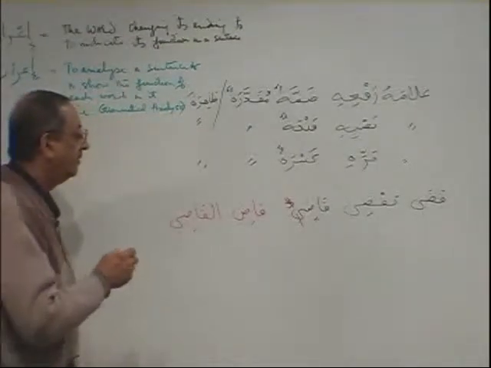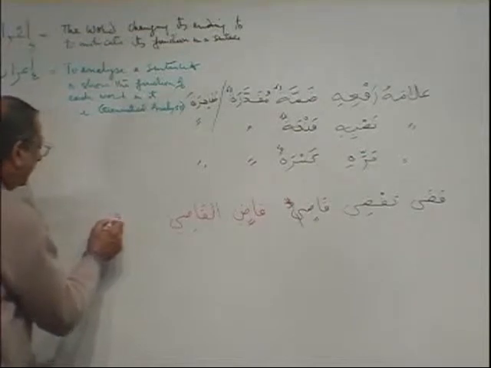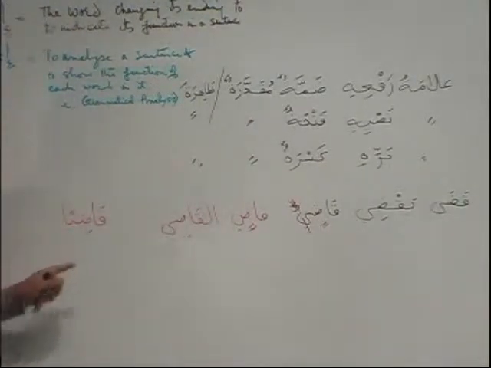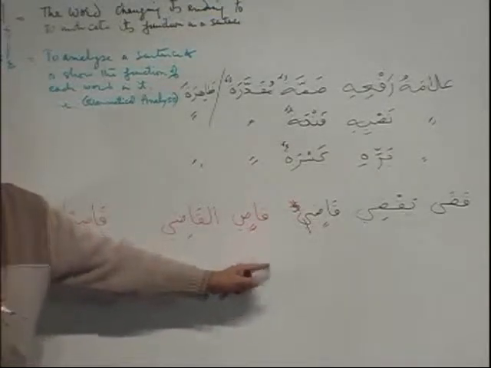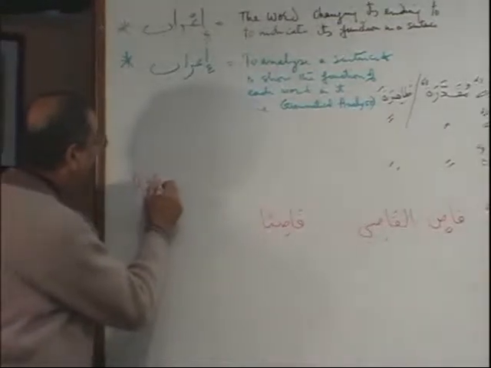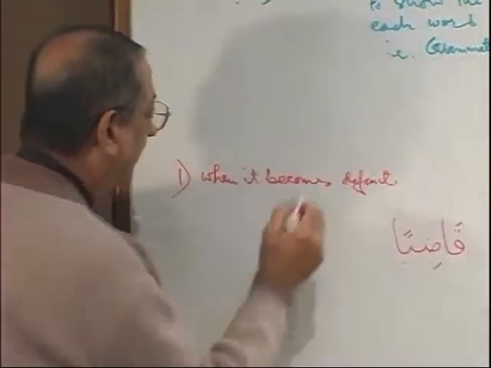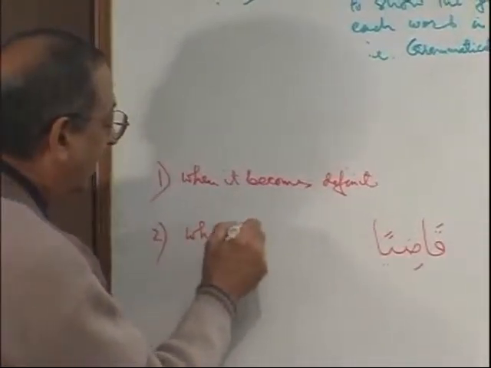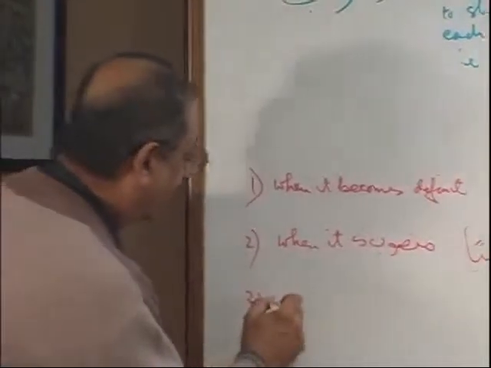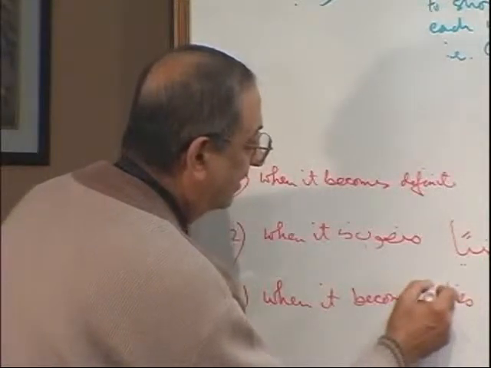Fine. Now, when you make this mansoob, then the ya will open up: kadiyan. Now these are the rules we must remember. When will the ya become visible in mankus? Number one, when it becomes definite. Are you with me with that? Number two, when it is mansoob. Are you with me, brothers and sisters? Number three, when it becomes mudaf. Okay?